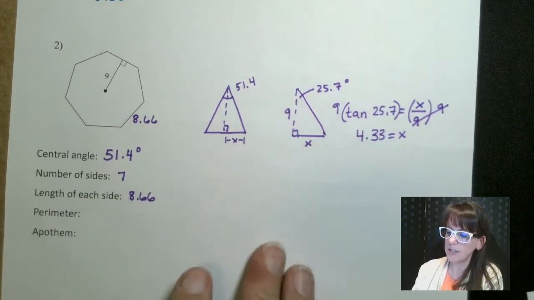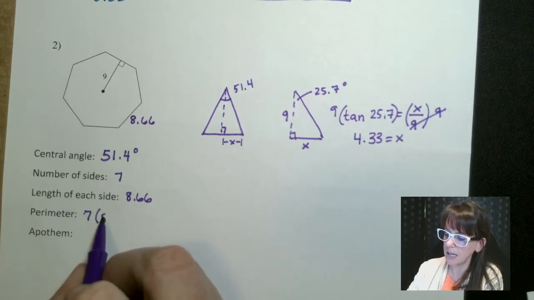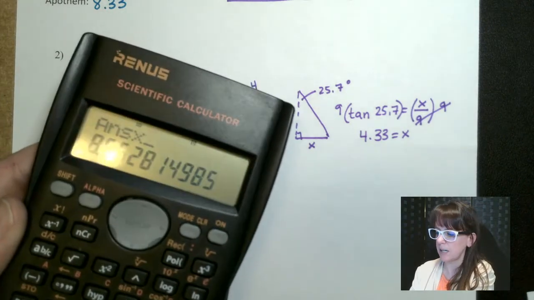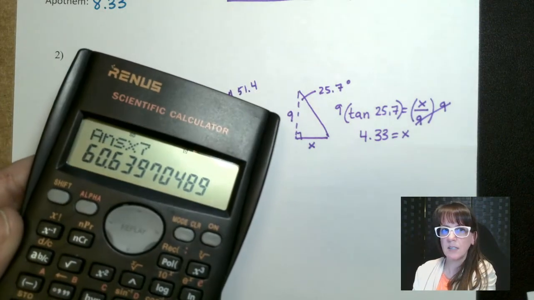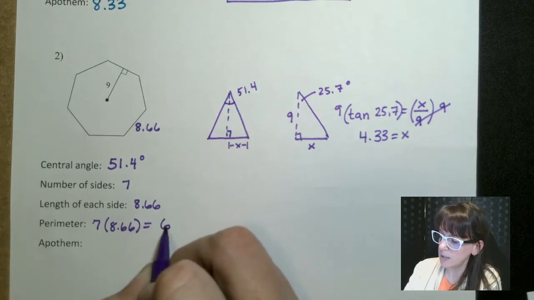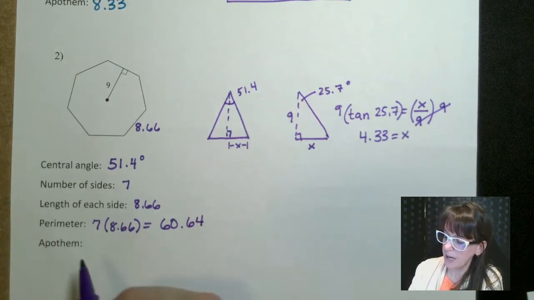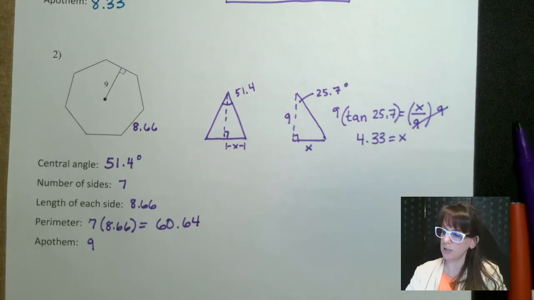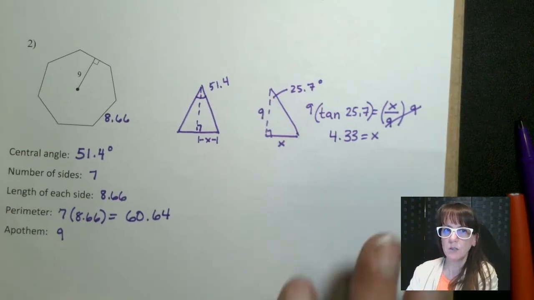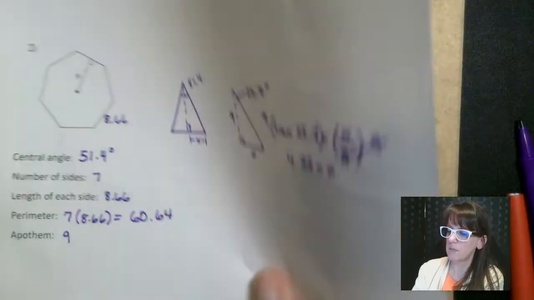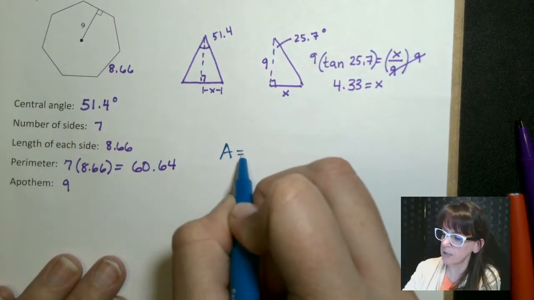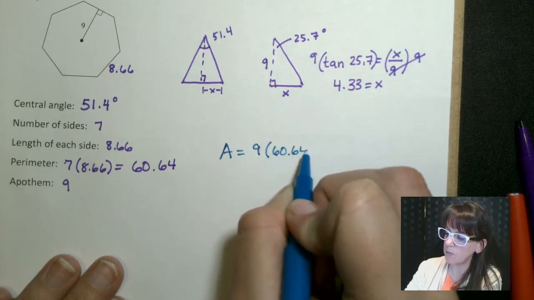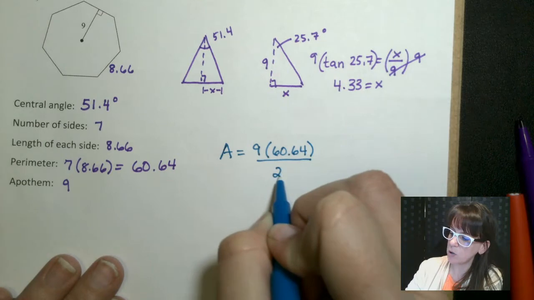We know there are 7 sides, so we do 7 times 8.66. I'm not even going to round, I'm going to hit times 7, which gives me 60.64. And then our apothem we know is 9. So now we are ready to use the area formula. Area equals the apothem, which is 9, times the perimeter, which is 60.64, and then we are going to divide that by 2.